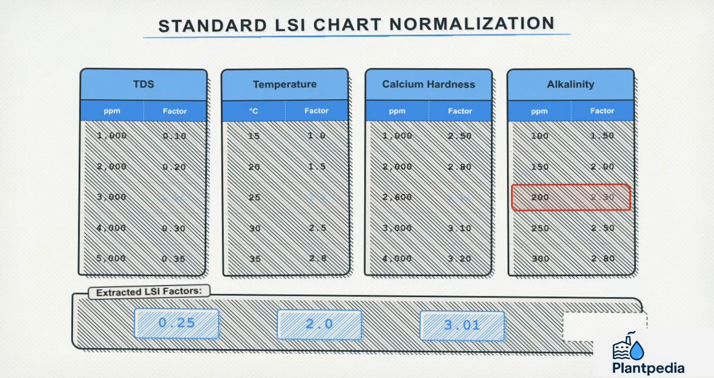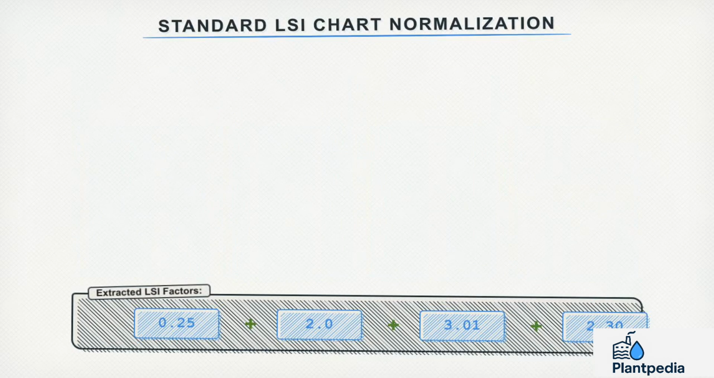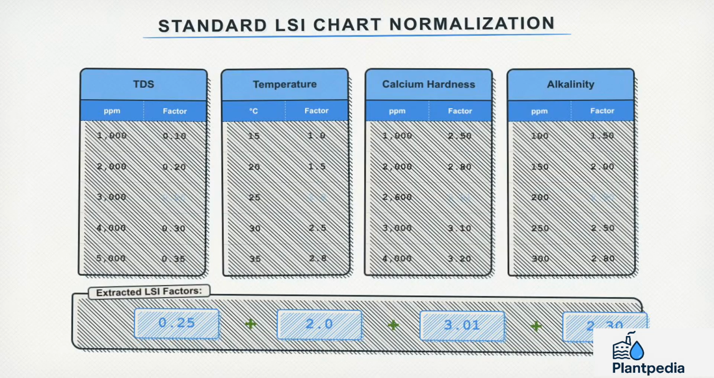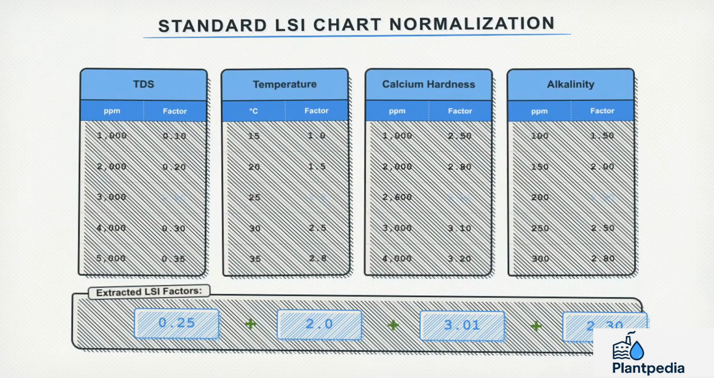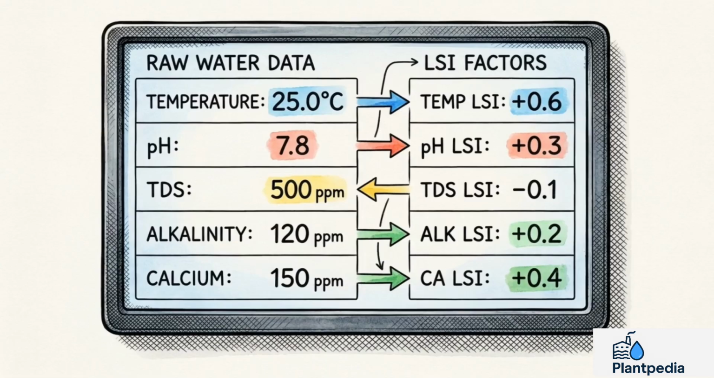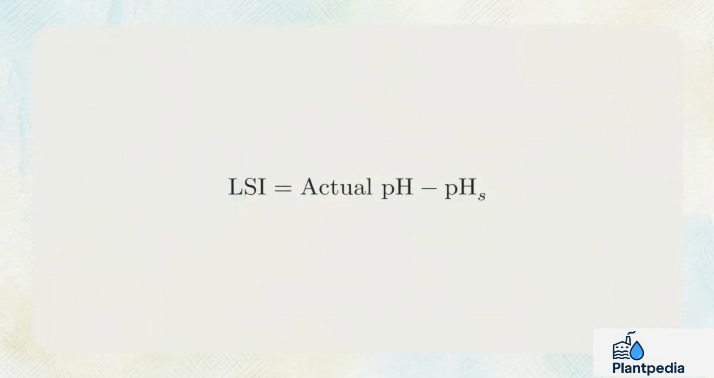We translate raw numbers into numerical values, or factors, using this grid. Looking at the chart, our TDS reading of 3,000 translates to a factor of 0.25. Next, we find our temperature of 25 degrees Celsius, which gives us a factor of 2.0. Finally, our 2,600 ppm calcium hardness provides a factor of 3.01, and our 200 ppm alkalinity yields a factor of 2.30. Converting your raw lab data into these universal chemical factors is the necessary step to reveal your water's true scaling potential.